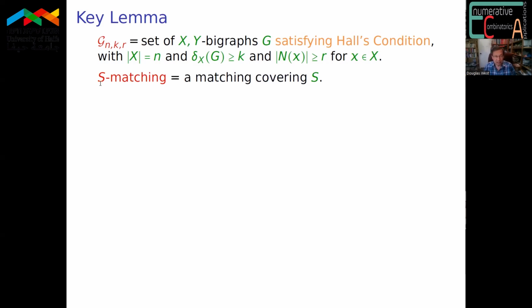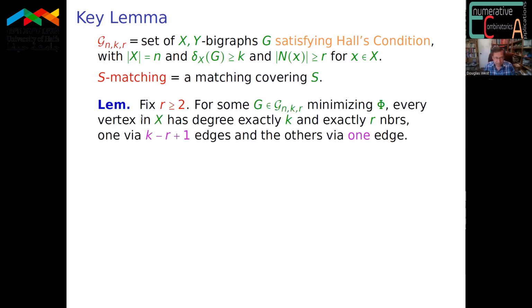So for any set S, I can talk about an S-matching being a matching that covers S. So here's the lemma. I'm going to fix a value r that's at least 2. So I'm cheating a little bit here in that I'm only going to prove the theorem for you when r is at least 2. r equals 1 is similar, but there's some technical differences. I want to prove that there's some graph in this family G n k r that minimizes the number of maximum matchings, and every vertex in X will have degree exactly k. It'll have exactly r neighbors. And the distribution of those incident edges, there'll be one with multiplicity k minus r plus 1, and the others will all be simple edges, just a neighbor by one edge.